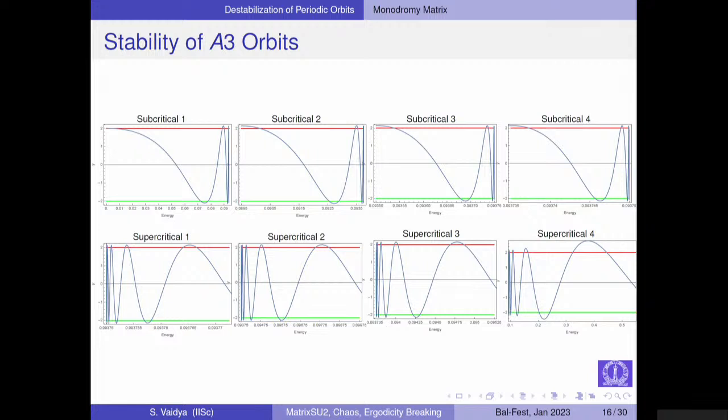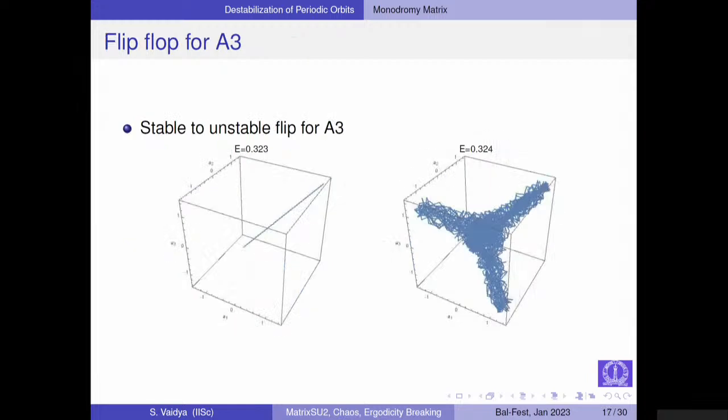And I've done the same for the supercritical part. This is from 0.09 to 0.093 to 0.09377. Then I've taken a small region here and blown it up. Well, you get the picture. One thing you immediately notice is that there is a self-similar behavior. And this is again, if you like, the stable to unstable flip for A3.